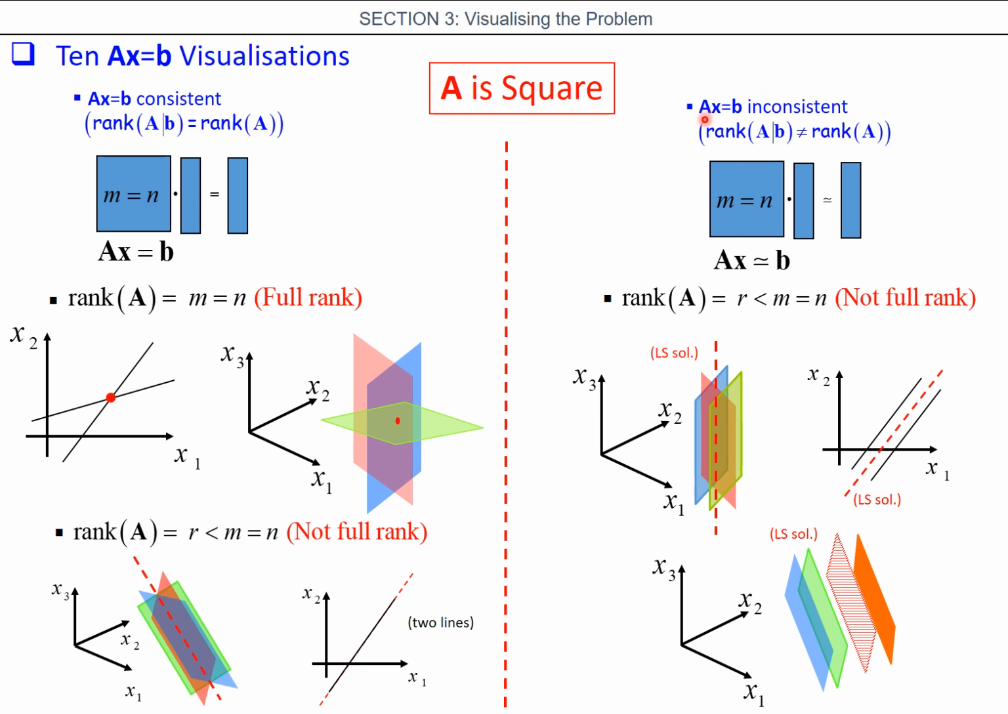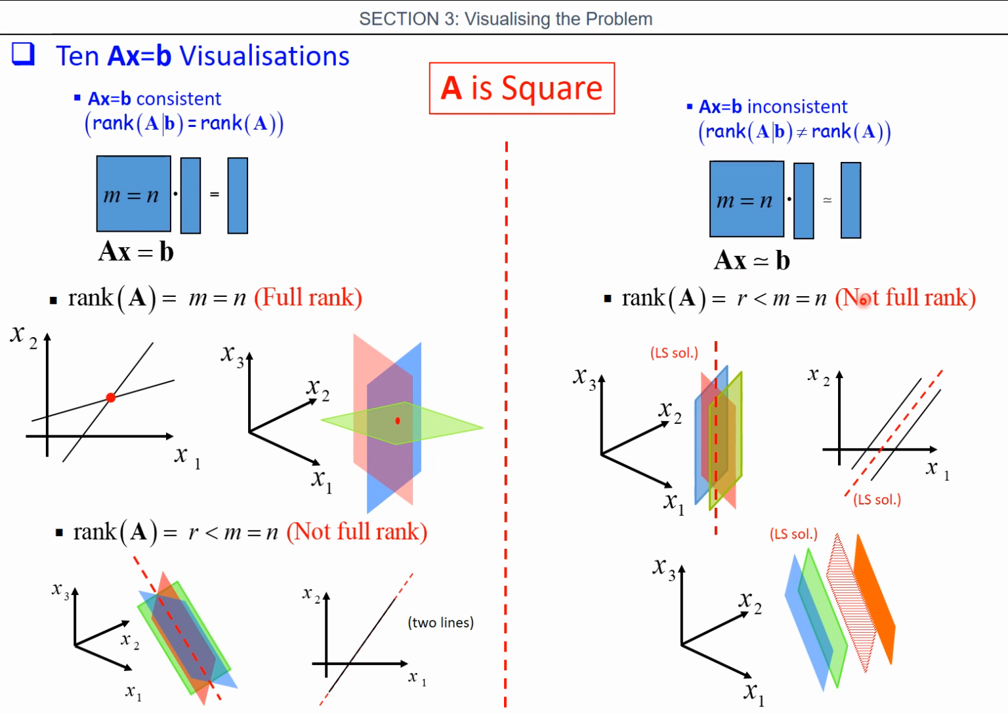Now let's look at the case when A is square and Ax equals b is inconsistent. So when it's inconsistent, we mean Ax is approximately equal to b. So let's look at the case when A is not full rank. So when A is not full rank, there is no solution, but there's going to be an infinity of least square solutions. There's no solution but an infinity, the red line, of least square solutions. And here we have 3 planes, and there's no solution but there's an infinity of least square solutions.